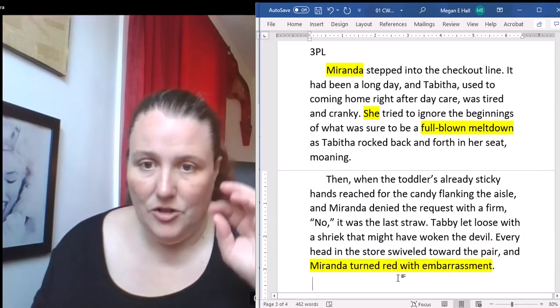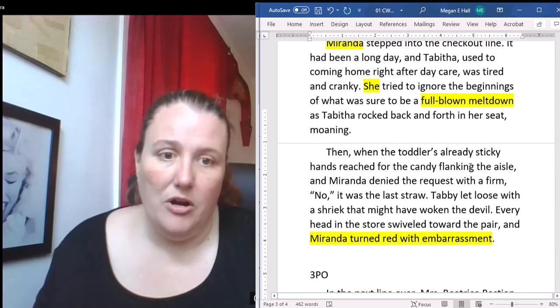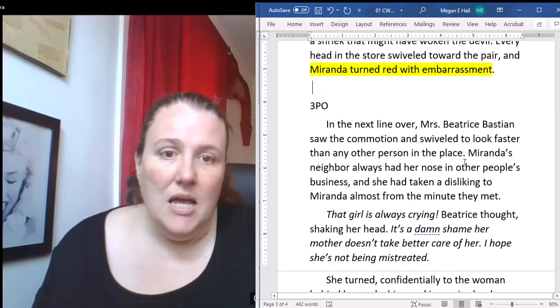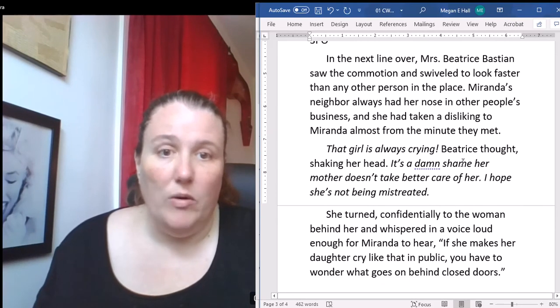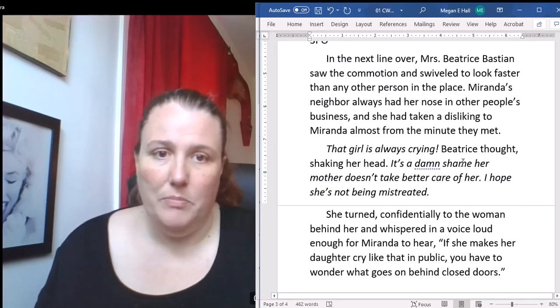So we're focused in just on her, right? Limited. And now we're going to open it up to the other people in the store. In the next line over, Mrs. Beatrice Bastian saw the commotion and swiveled to look faster than any other person in the place.